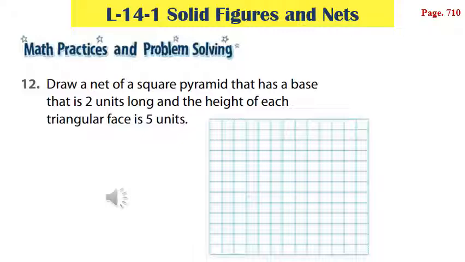Draw a net of a square pyramid that has a base that is 2 units long and the height of each triangular face is 5 units. Repeat. Draw a net of a square pyramid that has a base that is 2 units long and the height of each triangular face is 5 units. Have you drawn the net? Very good.